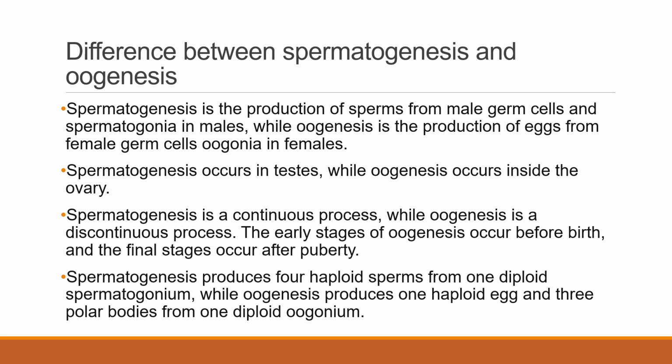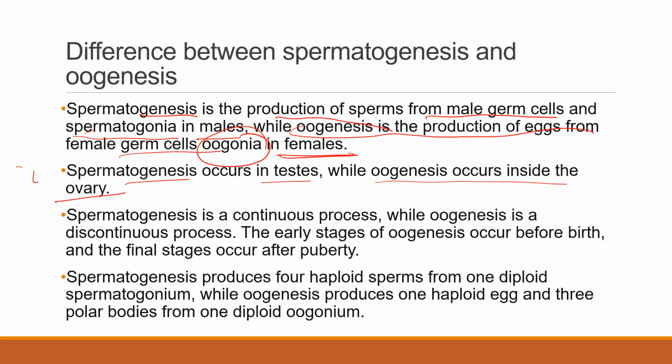So what is the difference between spermatogenesis and oogenesis? The first prime difference is that spermatogenesis is the production of sperms from the male germ cells, spermatogonia, in males, while oogenesis is the production of eggs from the female germ cells, or oogonia, in females. So this is the basic difference. We all know that spermatogenesis happens in the testes, and oogenesis occurs in the ovaries.